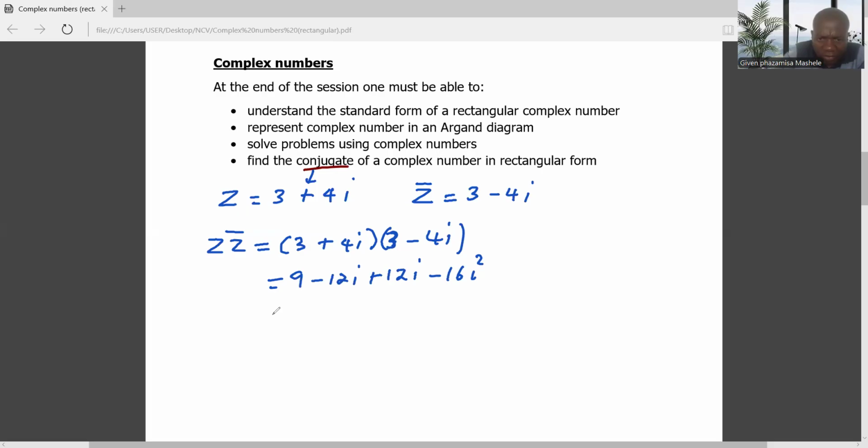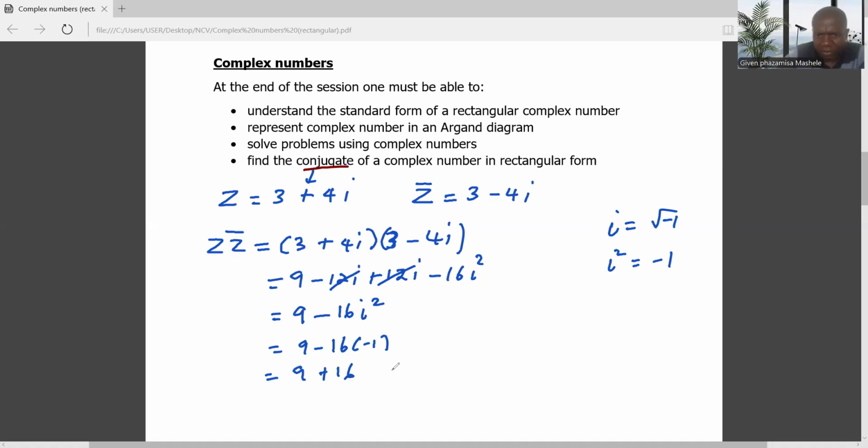And now look what is going to happen here. This would be 9, and these two will become 0. So we will result with 9 minus 16i squared. And we know very well that i is equal to the root of minus 1, which means i squared will be negative 1. So this will be 9 minus 16 into negative 1, which will just become 9 plus 16, which is just 25.